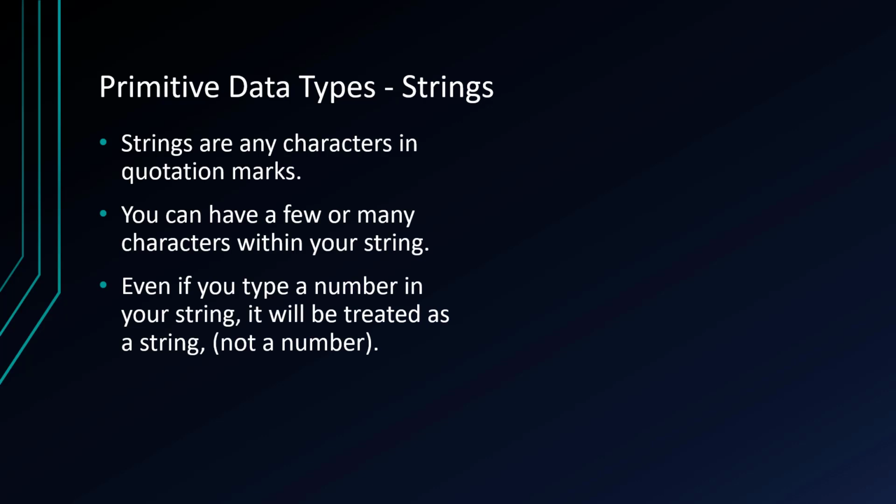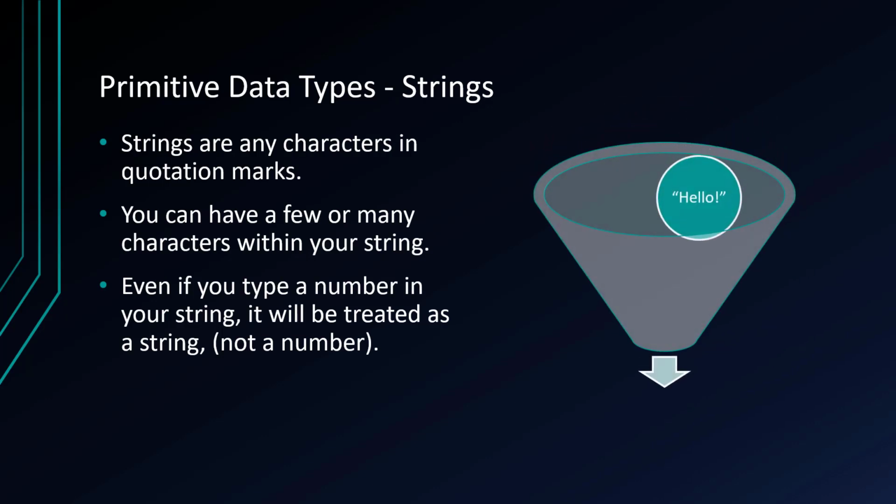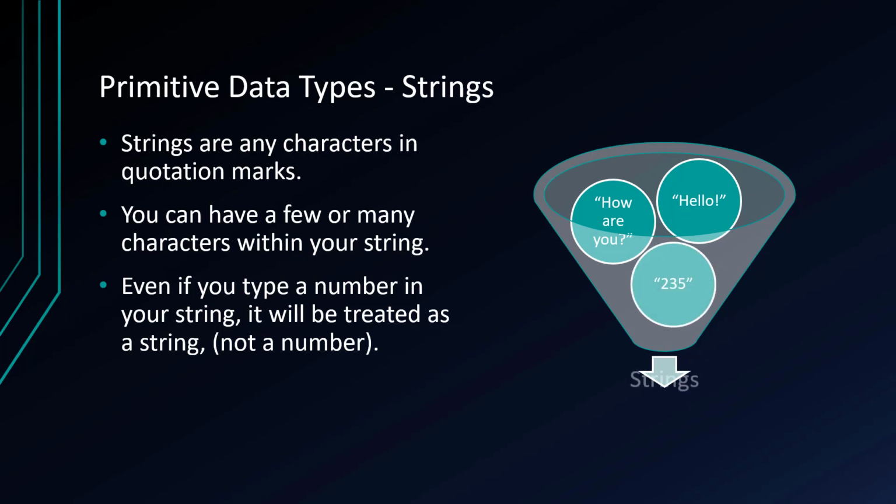So the data type string is any series of characters in between quotation marks. So on the right, if I have hello in quotation marks, that is a string. How are you in quotation marks is a string. 235 in quotation marks is a string. So even if I type numbers inside the string, inside the quotations, it will not look at that as a number. It'll look at that as a series of characters of 235.